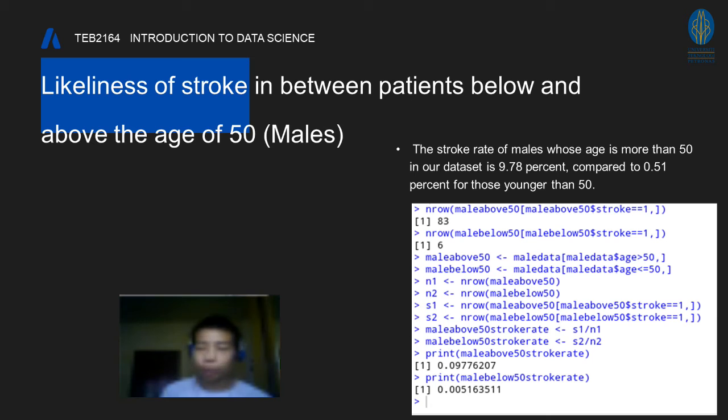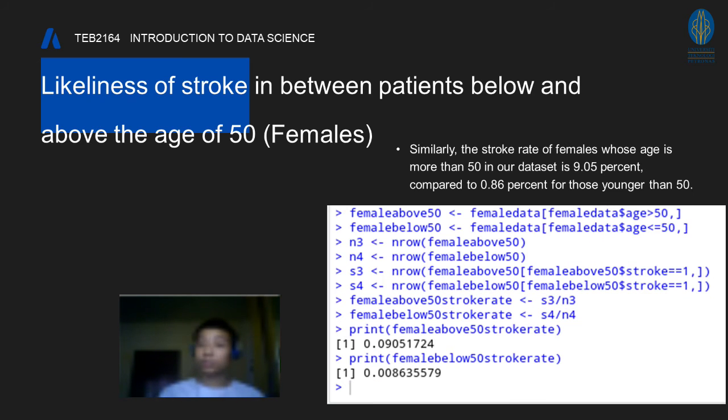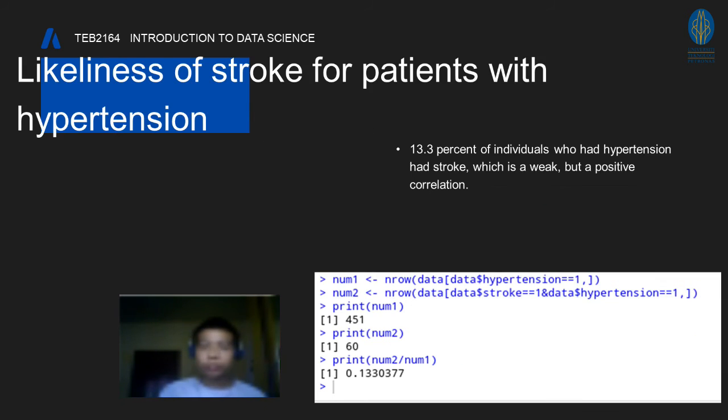For those who are above the age of 50 years old, the likeliness was like 10%, compared to only 0.5% for those who are younger than 50, and we see a very similar result with the females, which is consistent with what we saw with the correlation matrix. Now this is the link between hypertension and the stroke.